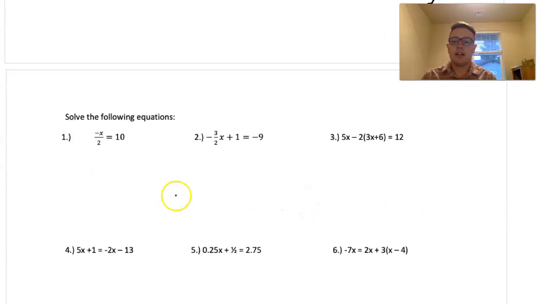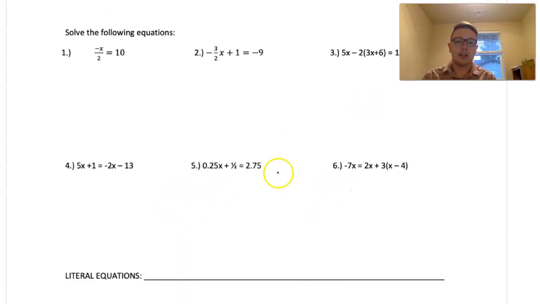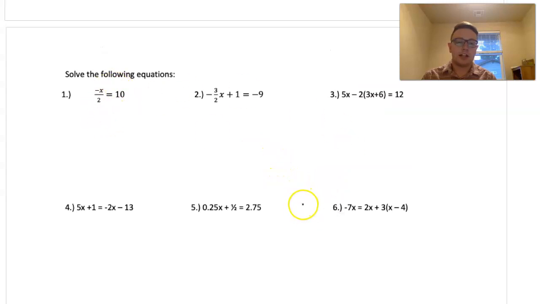Right. Now we have some practice problems for you all to do here. 6 practice problems. Go ahead and work through all of these. I'll be asking you what your answers are for each of them.